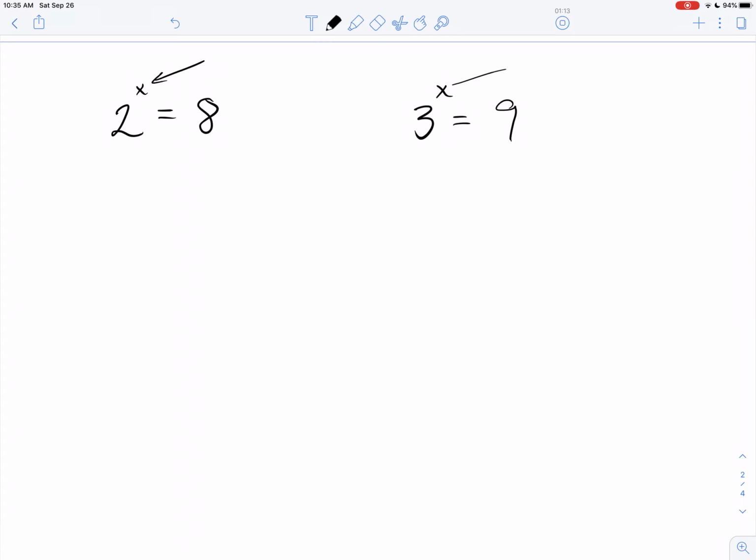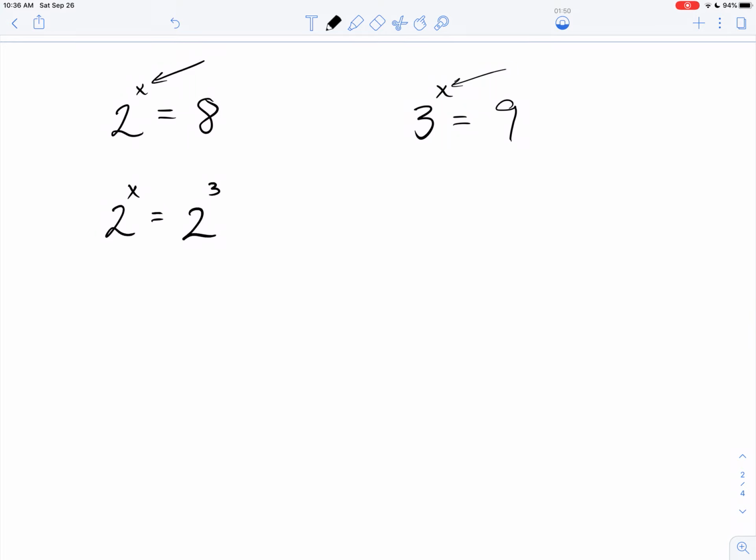Same thing over here. If I guess and check, hey, I bet if x was equal to 2, I would have the answer to that equation. But here's the underlying principle. In both of these equations, I could rewrite them so that they both have the exact same base value. So this is called a bases match style equation. 8 is the same thing as 2 to the third power.